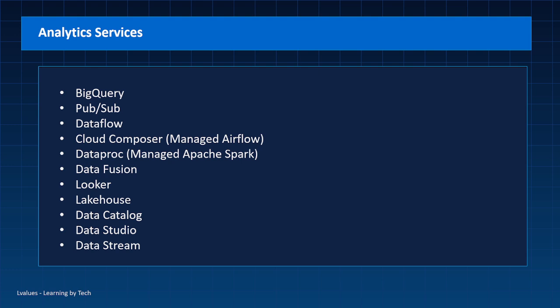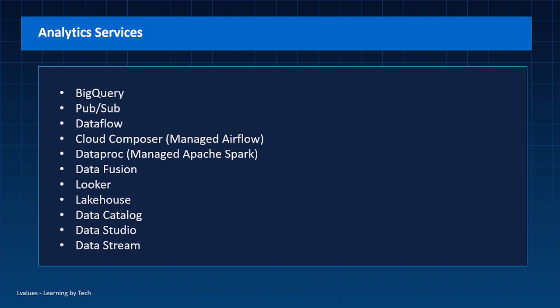We will cover some other services like Data Fusion and Looker. Looker is nothing but a BI studio. You can view your data in a visual format, and you can create graphs or charts there. Lakehouse is nothing but this: if you have your data in a GCS bucket and you want to run queries, then we can use the Lakehouse.